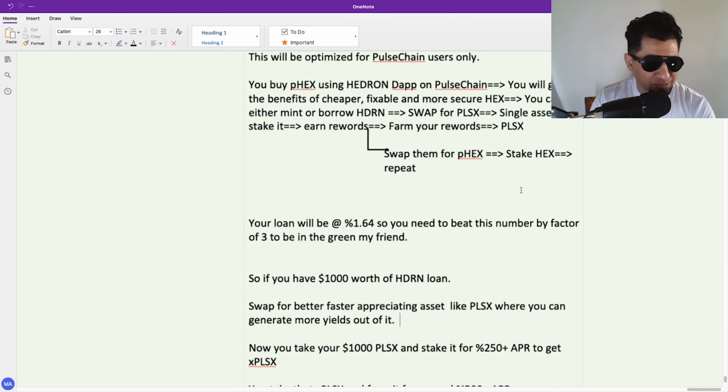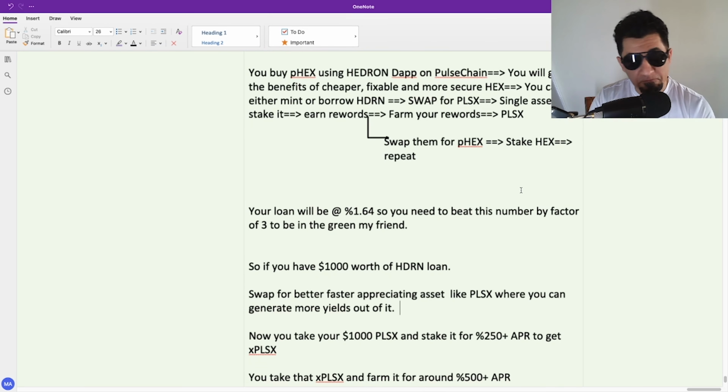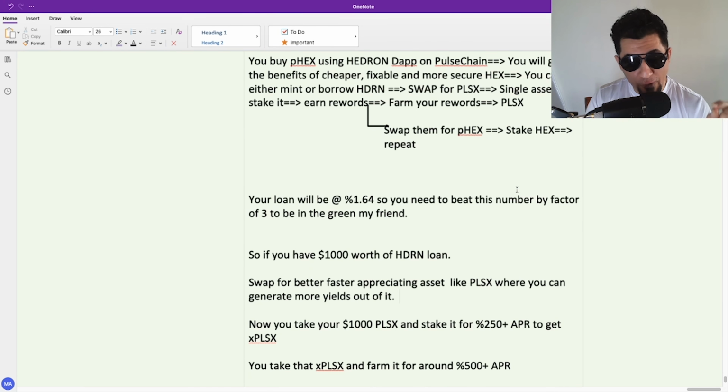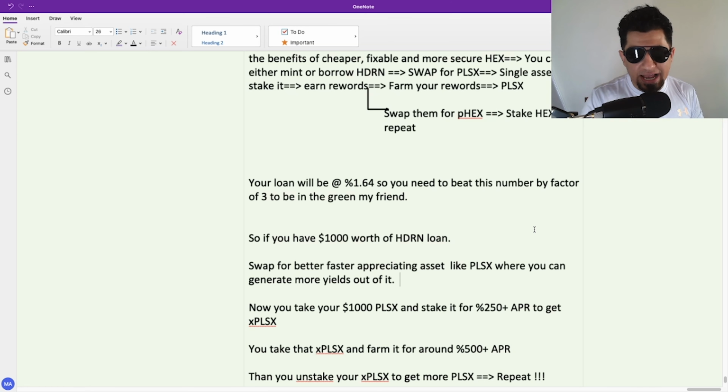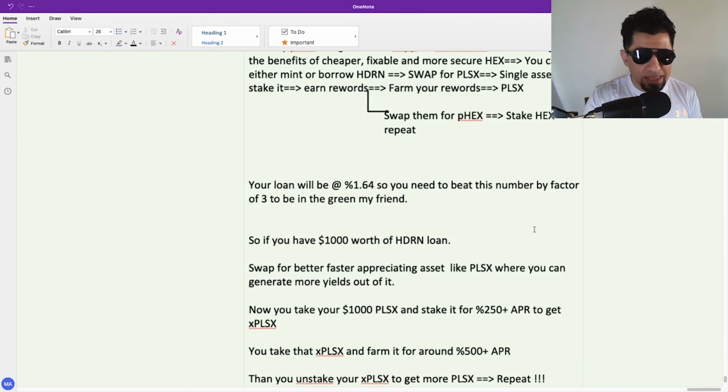Here's what you need to do with the xPLSX. You take that xPLSX, my friend, and you go and farm it, right? Farm it for a minimum of 500% plus APR. Then you unstake that xPLSX to get more PulseX and then repeat. Repeat the whole thing. Don't stick with a loan that you need to pay interest on and waste the money, something that pays you 20%, when you can get a heck of a lot more using this strategy. And this is not all.